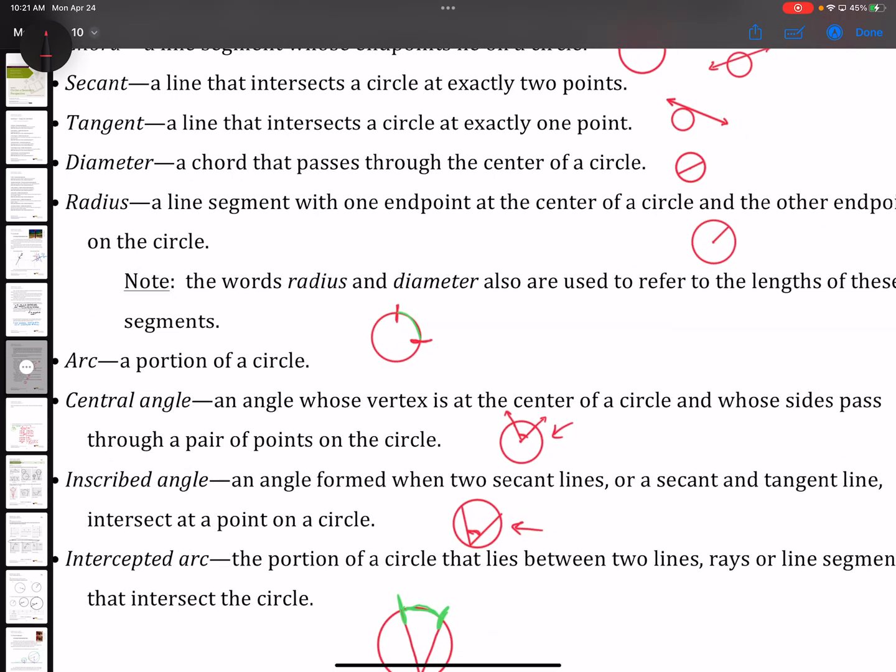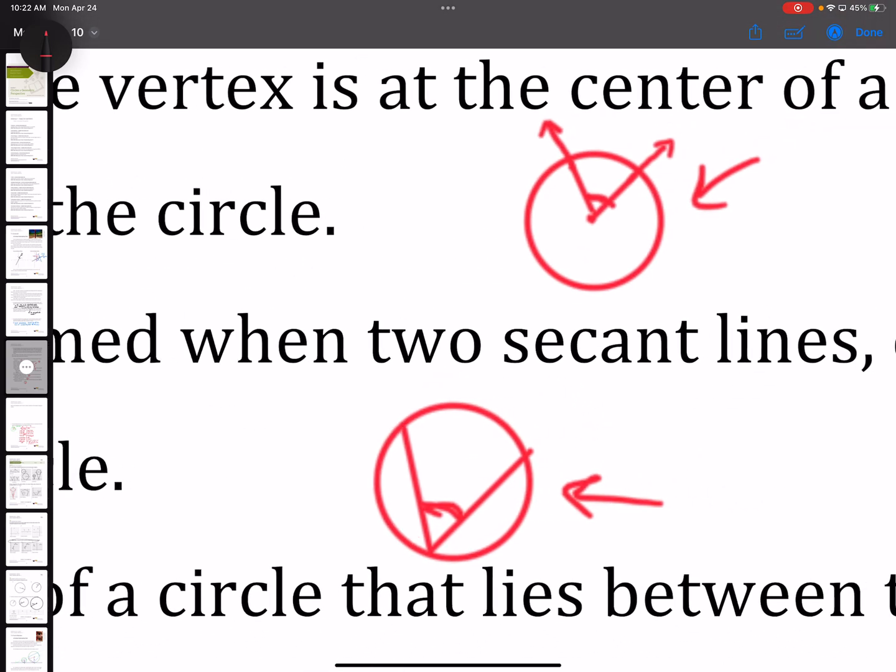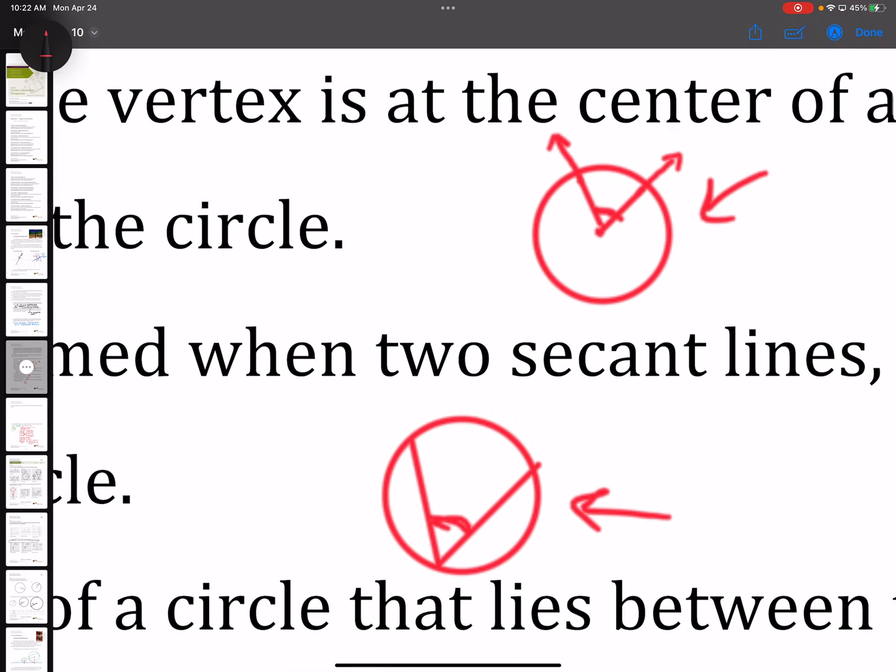We're on inscribed angle. An angle formed when two secant lines or a secant and tangent line intersect at a point on a circle. So it could also be chords as well. But this is the inscribed angle. Okay?